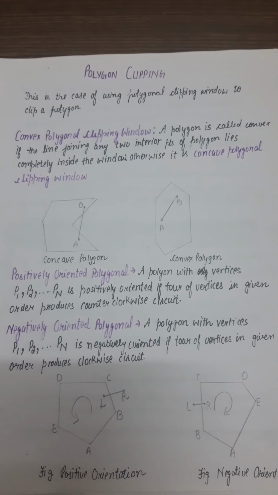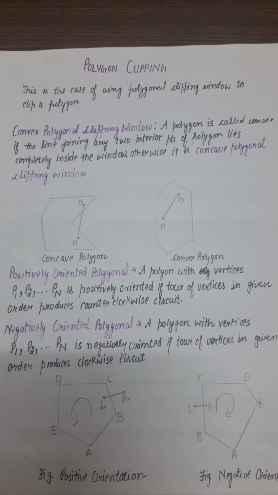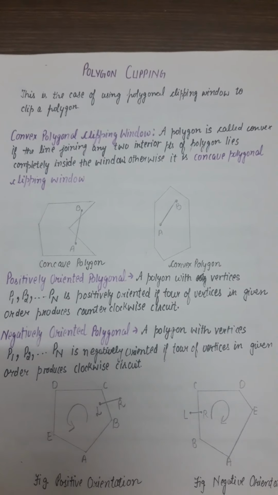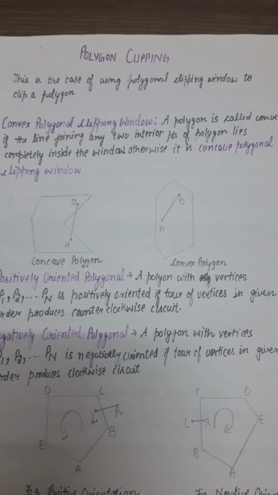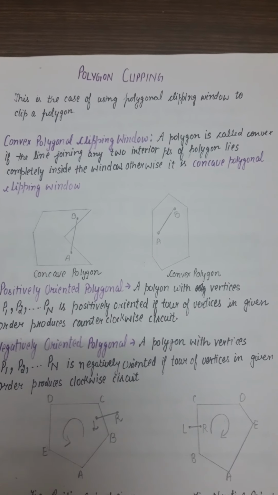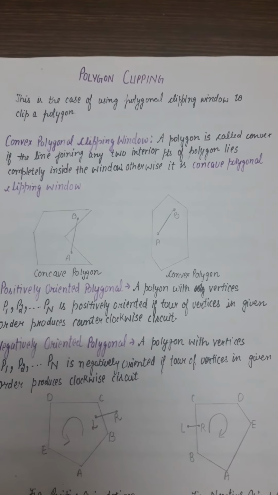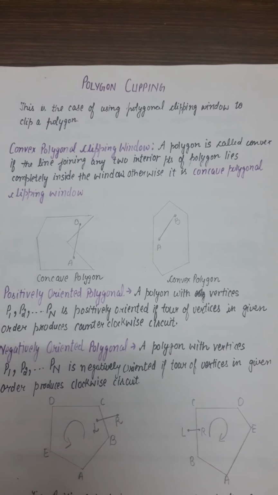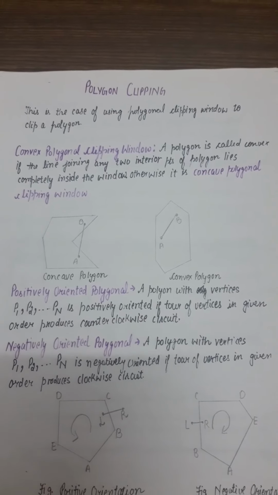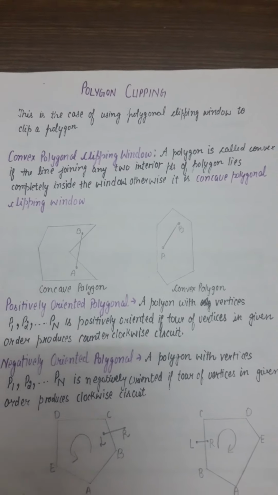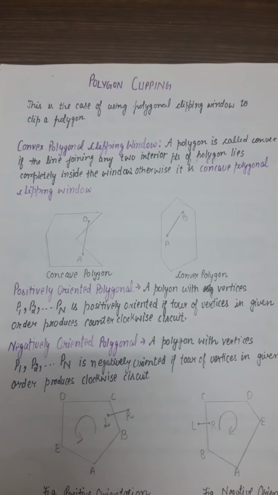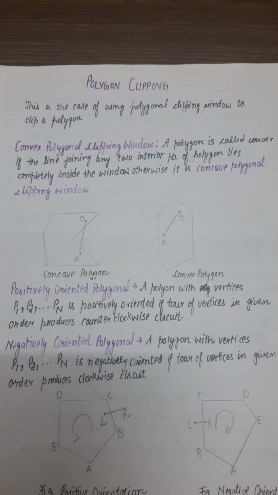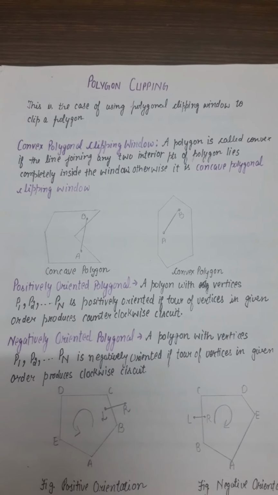A polygon is called a convex polygon if the line joining any two interior points of the polygon lies completely inside the window. You can see in the figure AB is completely inside the polygon, meaning if we connect any two points within the polygon, they will surely be within the polygon only, right? Otherwise it is a concave polygon. You can see in the diagram that to connect point A and point B, we have to go outside the polygon, so it is a concave polygon.